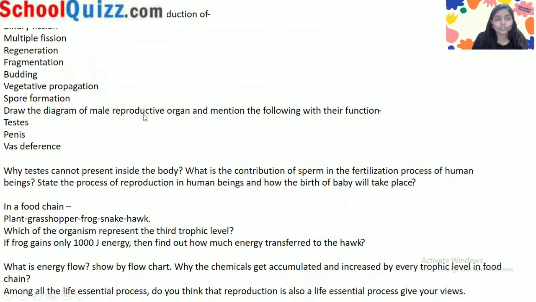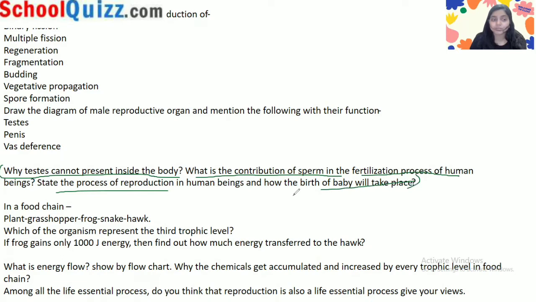So the third question is, why testes? Here comes what I just told you: why the sperm cannot be formed inside the body, and why the testes are present outside the body. Why can't the testes be present inside the body? What is the contribution of a sperm in the fertilization process of human beings? State the process of reproduction in human beings and how the birth of a baby will take place.